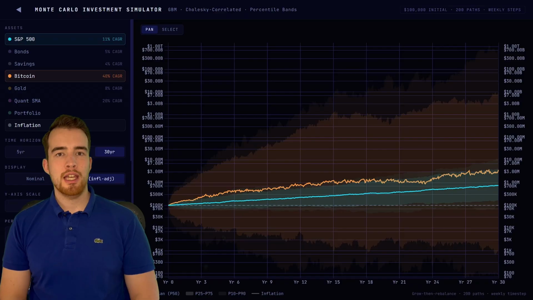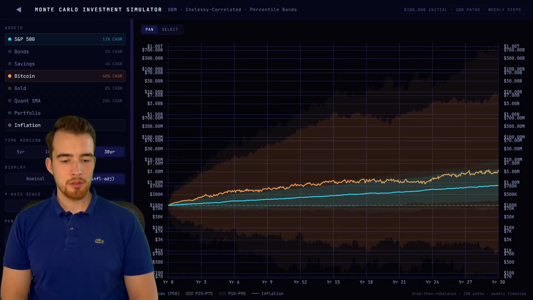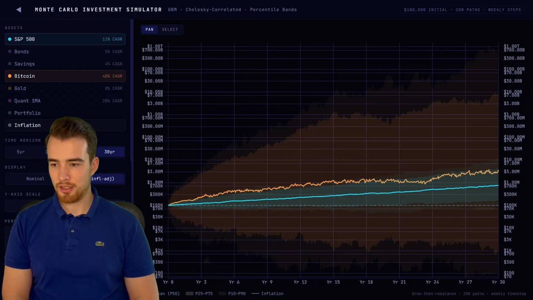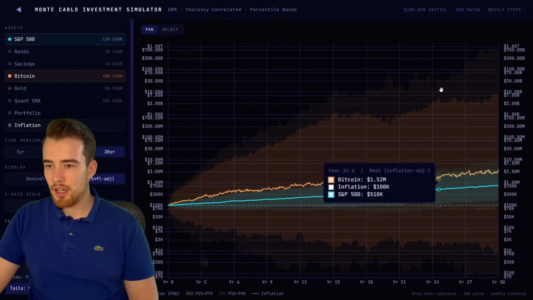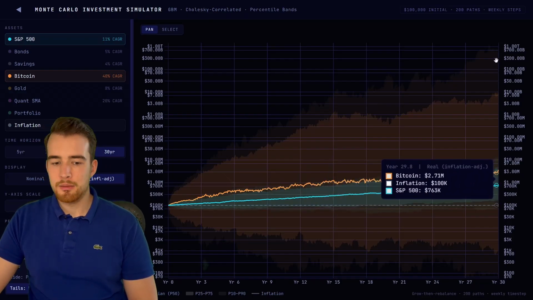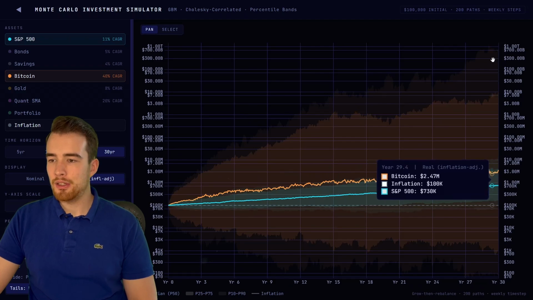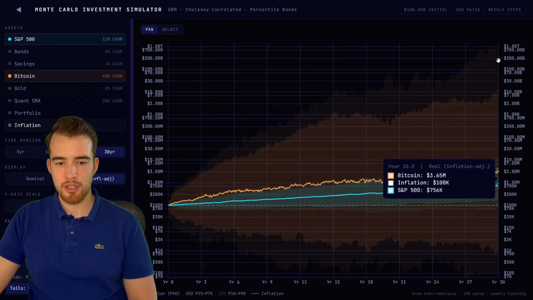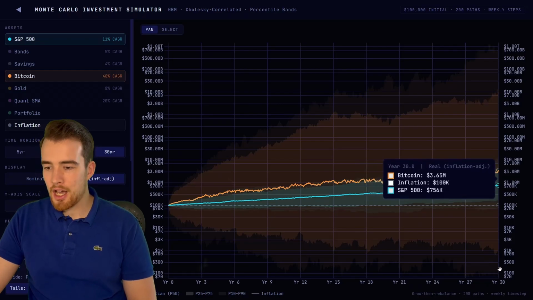And now let's look at an even more extreme example with the band between the 1st and 99th percentile and the band between the 5th and 95th percentile. It's a bit hard to make out perhaps, but for Bitcoin, the very, very widest tails are at 700 billion after 30 years and at $100.